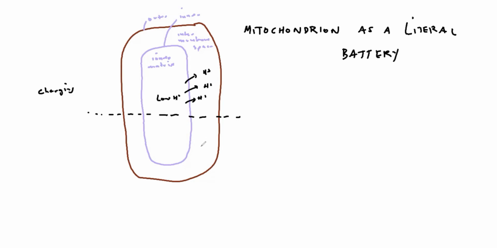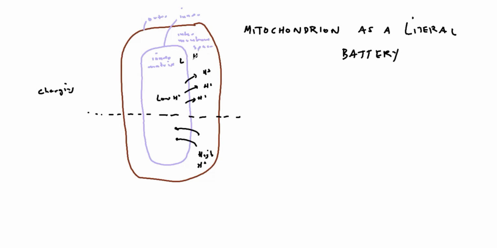Discharging takes advantage of the fact that we've got a high concentration of hydrogen ions in the intermembrane space, and we allow them to move into the inner matrix, where there's a low hydrogen ion concentration. So far we're talking about a concentration gradient: a high concentration of hydrogen ions in the intermembrane space and a low concentration in the inner matrix. That's one way of thinking about the battery.